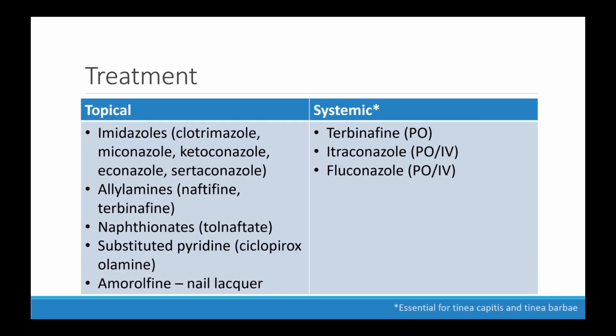Topicals are imidazoles such as clotrimazole, miconazole, ketoconazole, econazole, and sertaconazole. Allylamines such as naftifine, terbinafine, and other agents including tolnaftate, ciclopirox olamine, and what we commonly use here for onychomycosis, amorolfine nail lacquer. For systemic agents, these are essential for Tinea capitis and Tinea barbae. Examples are oral terbinafine, oral or intravenous itraconazole, as well as oral or intravenous fluconazole.